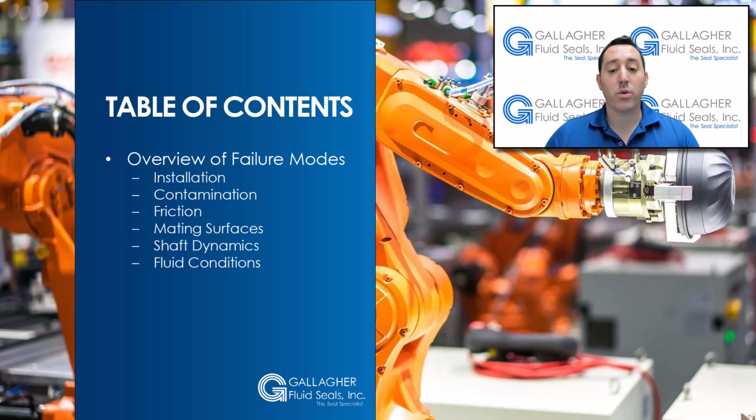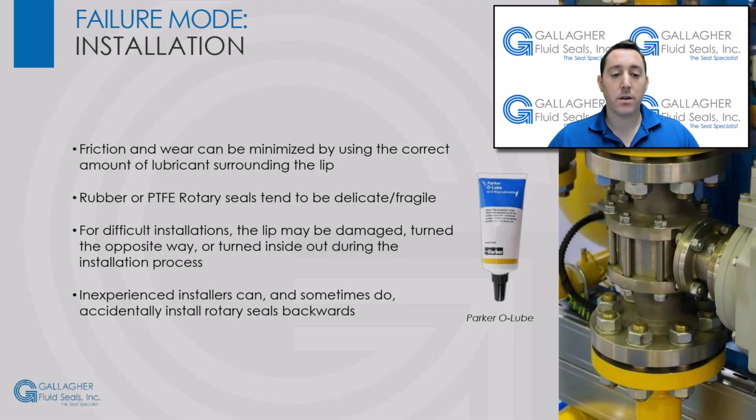Through understanding the importance of proper installation, contamination control, friction, mating surface conditions, shaft dynamics, and fluid conditions, this video guide is designed to help reduce the risk of errors in rotary seal applications. The first rotary sealing failure mode we will discuss is installation.